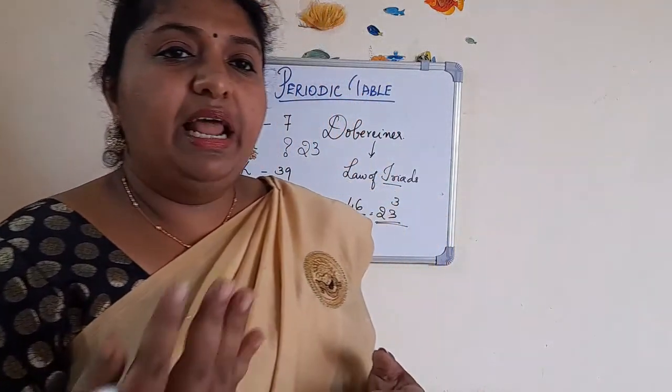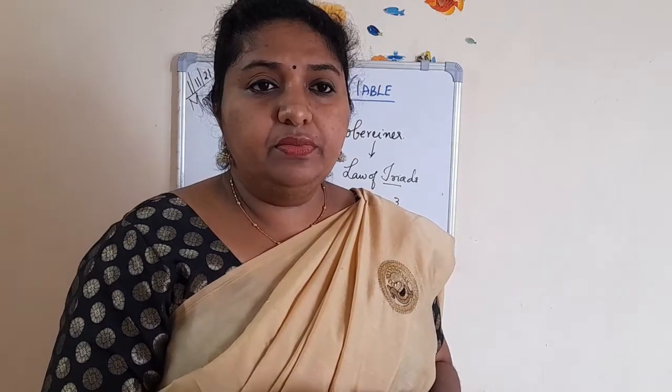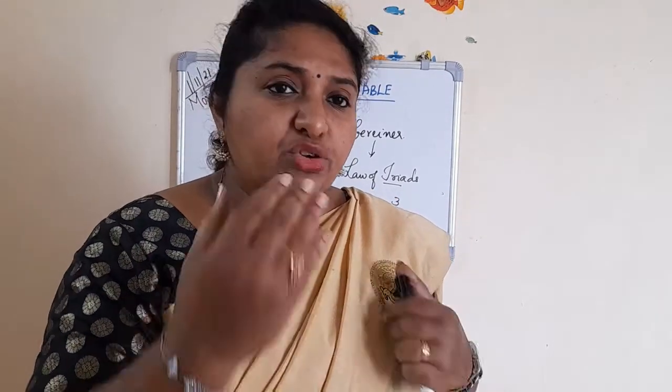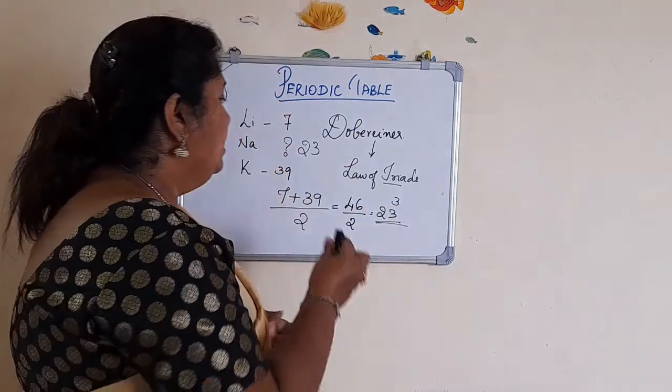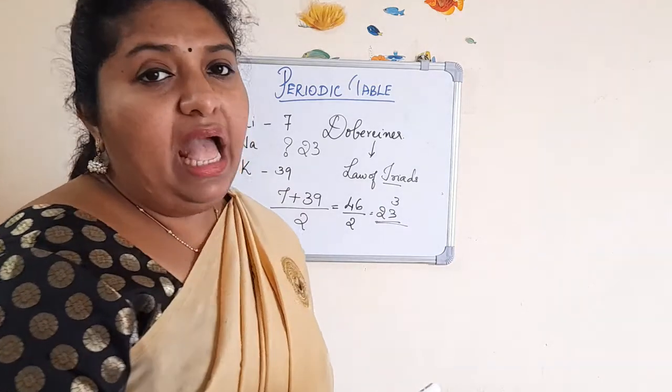But it was not. He could arrange elements only up to a maximum of 20 or so elements. He was able to do this arrangement only up to element 40. After that, he could not arrange because when he took the arithmetic mean, he did not get the atomic mass of the middle element. And because of that, that arrangement, the law of triads, was also discarded.